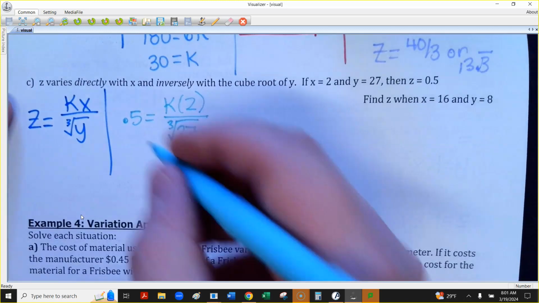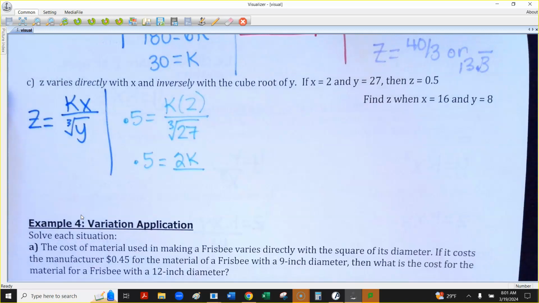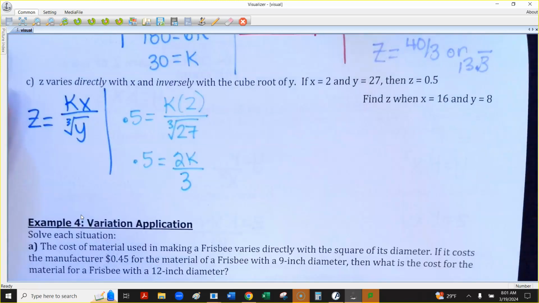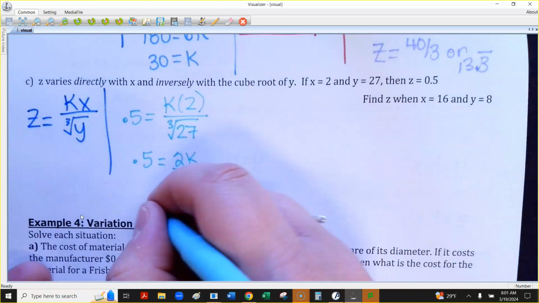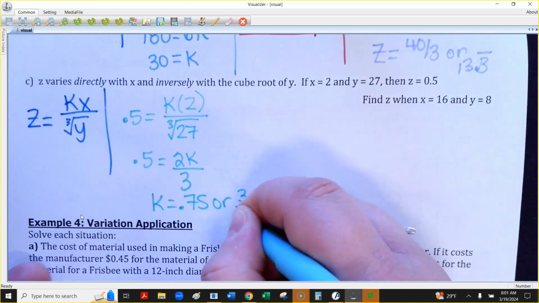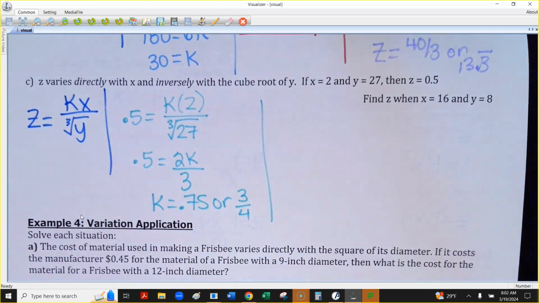So, does anybody remember? Maybe the top of this would be like 2k. What is the cube root of 27? Do you guys remember? It's a nice number. Grace? 3. Okay. All right, so if it was me, we're going to multiply both sides by 3, and then I'm going to divide by 2. So I'm going to do half times 3, divide by 2, and you should get the k value 0.75 or 3/4.